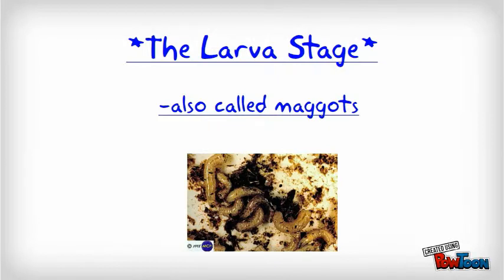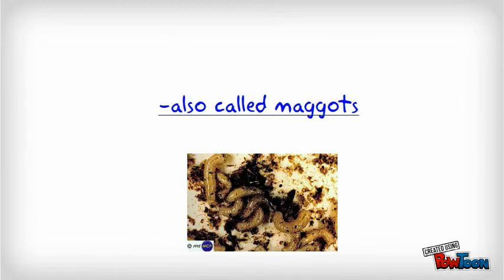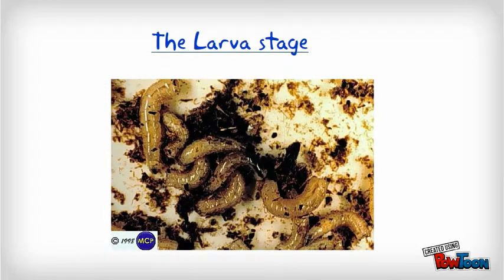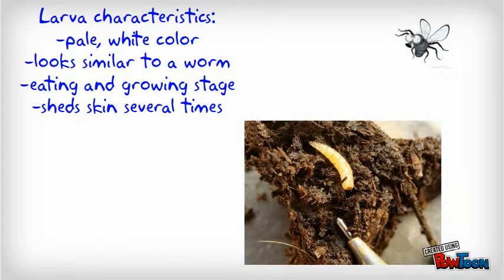Within 24 hours, the eggs that have been deposited go into the second stage of the housefly life cycle, which is the larva stage. Larvae, or maggots, emerge from the eggs and immediately feed on and develop in the material in which the egg was laid. Larvae are pale white in color and look similar to a worm. In this stage, they spend all their time eating and growing, shedding their skin several times as they grow.